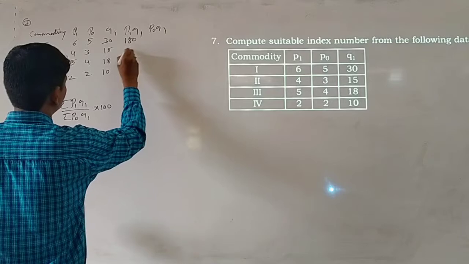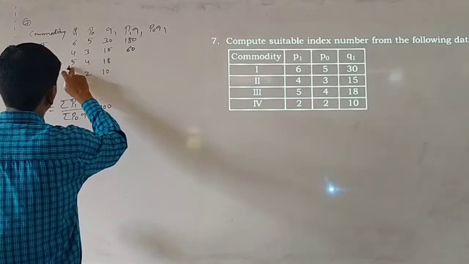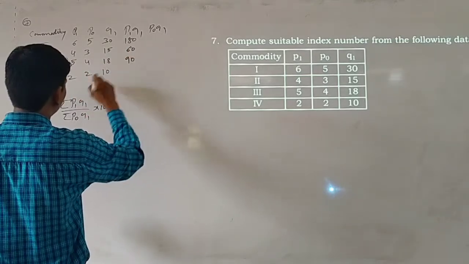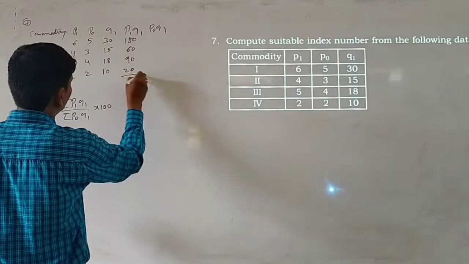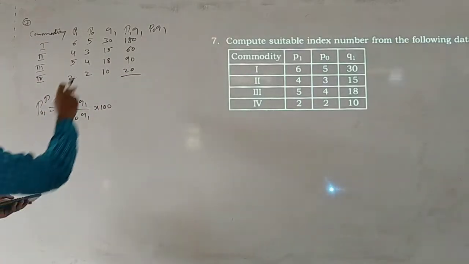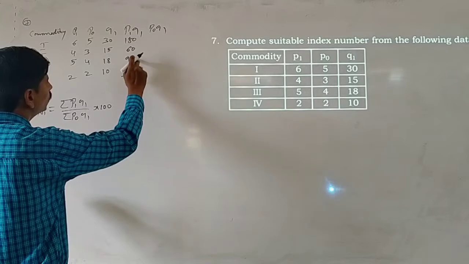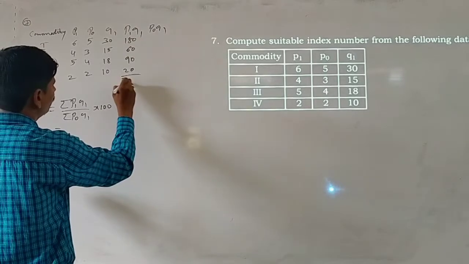4 into 15 is 60. 18 into 5 is 90. 10 into 2 is 20. The sum of P1 Q1 is 180 plus 20 is 200, plus 90 is 290, and 290 plus 60 is 350.